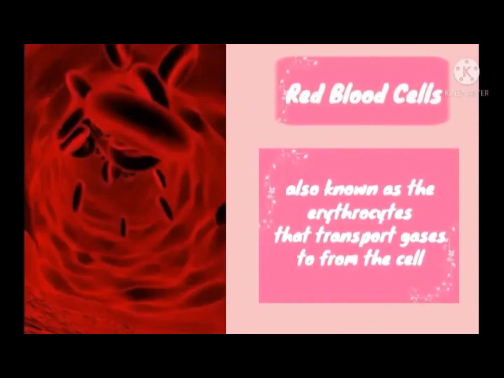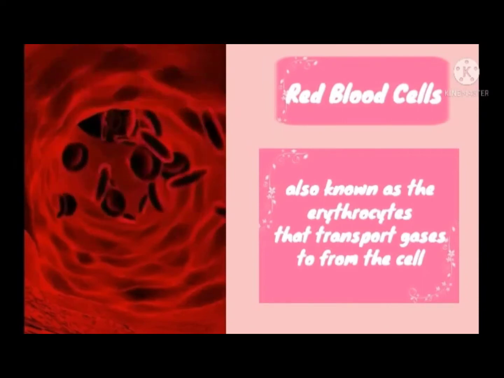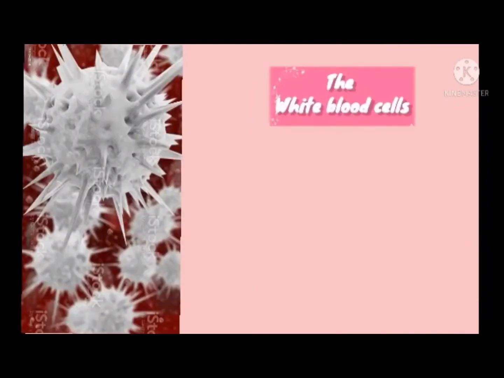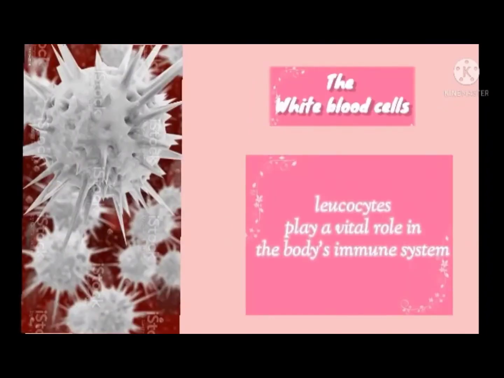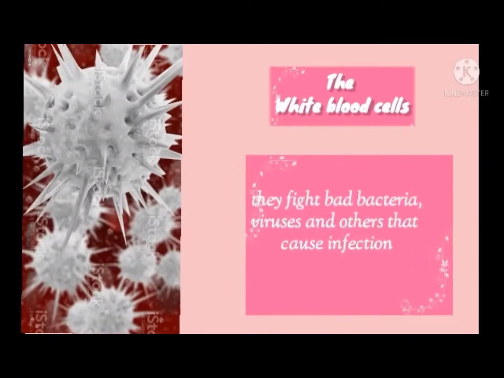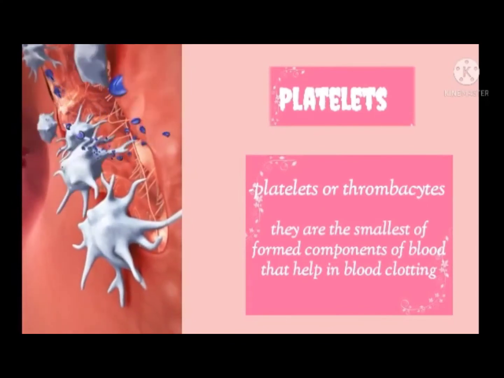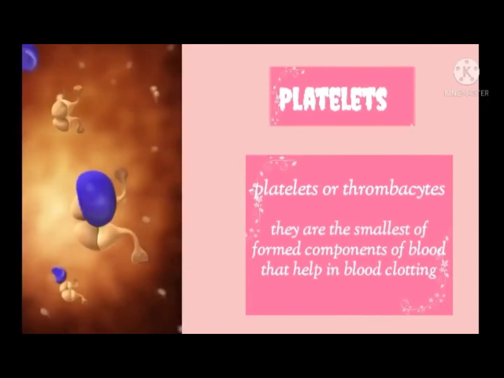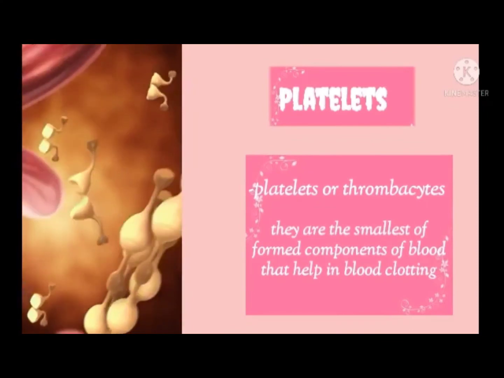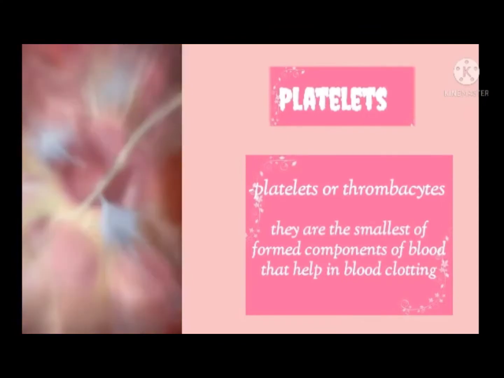The red blood cells, also known as erythrocytes, transport gases to and from the cells. The white blood cells, or leukocytes, play a vital role in the body's immune system. They fight bad bacteria, viruses, and others that cause infection. The last formed components are the platelets or thrombocytes. They are the smallest of the formed components of blood that help in blood clotting.